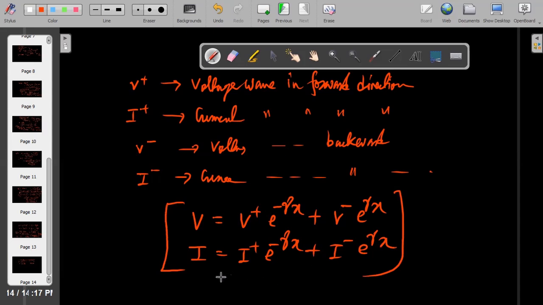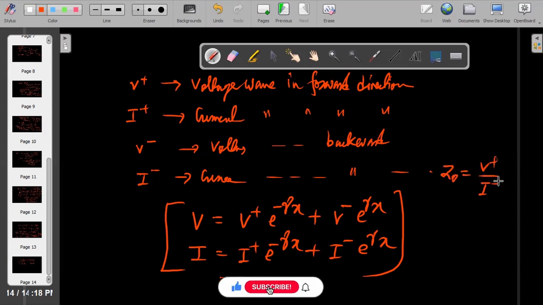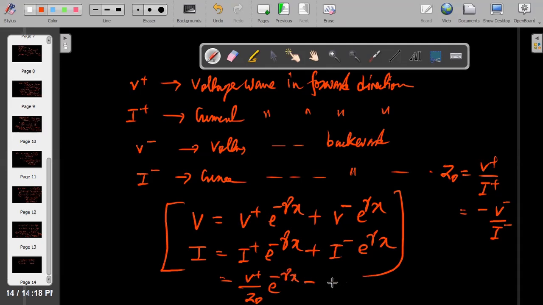Another thing we can write. Look here. We know Z naught is V plus by I plus, or we can write minus V minus by I minus. Already we proved, no? So can I write I as V plus by Z naught e to the power minus gamma x, plus minus of V minus by Z naught e to the power gamma x. This also we can write, correct? From there. That's very simple.